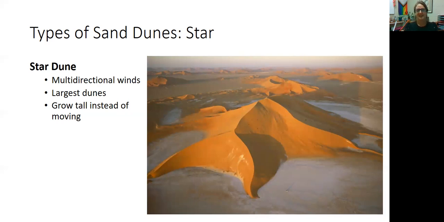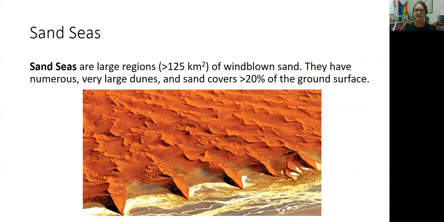Now we have talked about individual types of dunes, but we know that deserts aren't just formed from individual dunes, they're actually formed from a wide field of dunes, and we call these sand seas. So these are large regions, think greater than 125 square kilometers of windblown sand. They have a lot of very large dunes, sand covers over 20% of the surface, and you're probably going to see many different types of sand dunes.